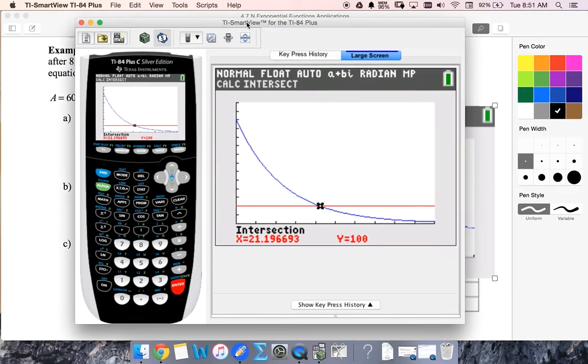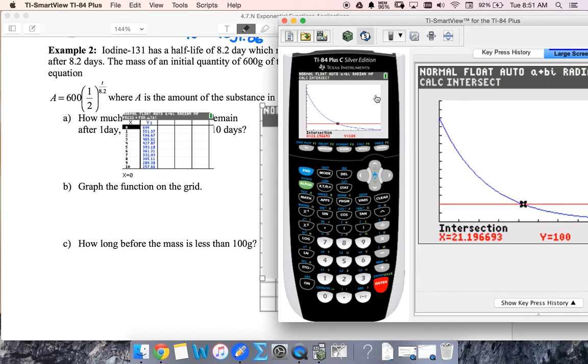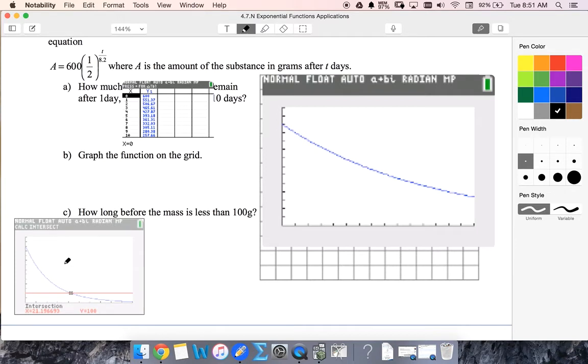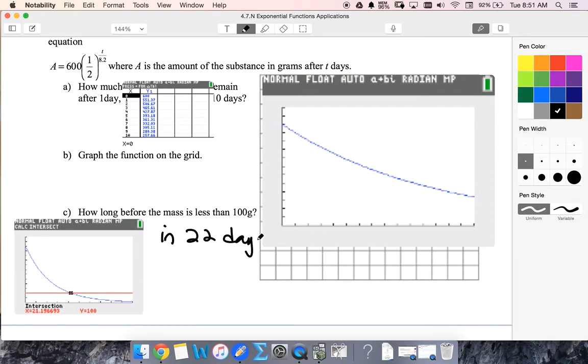All right, so at 21 days, it has not actually gone less than 100, but at 22 days, it will have gone less than 100. So I need to answer here that it's 22 days. So in 22 days. Again, we could have solved that algebraically.